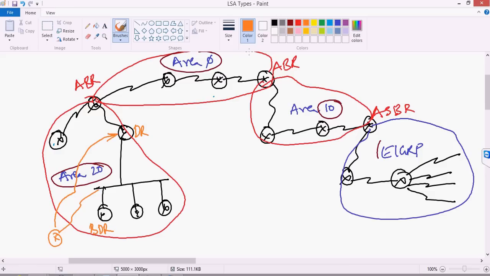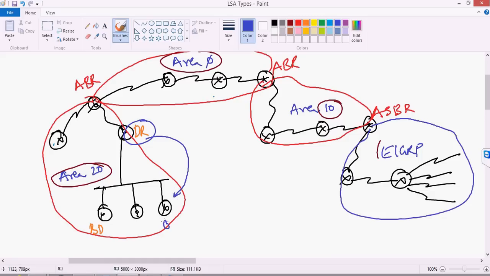LSA2 is also the same as LSA1. It's a normal advertisement generated by the internal router, and it is also referred to as O routes. When you compare LSA1 and LSA2, both are almost the same except for one difference. The difference is that when you have DR BDR elections in broadcast networks, the DR sends the update to the other routers. This type of advertisement we call link state advertisement type 2, LSA2. That is the only difference.